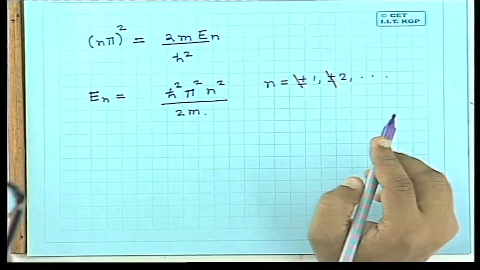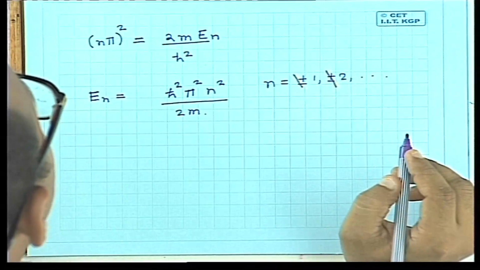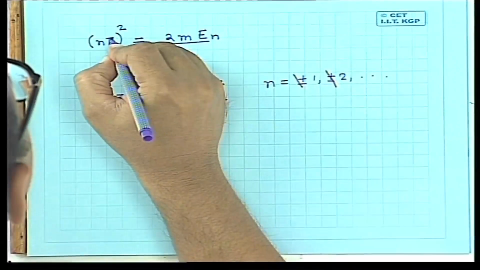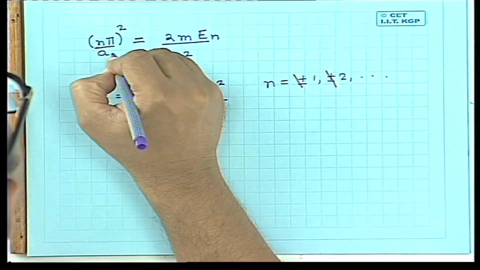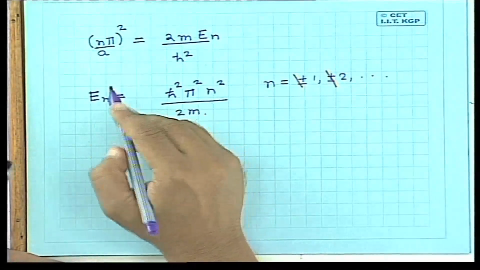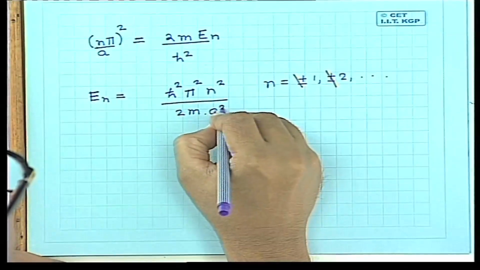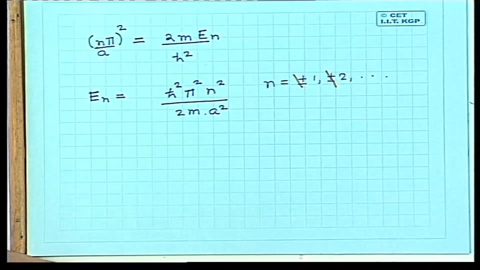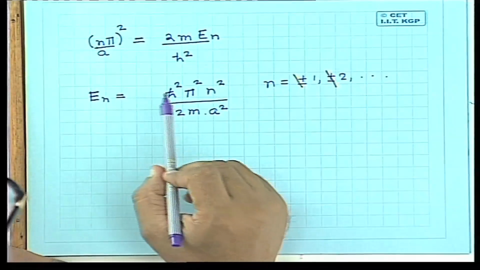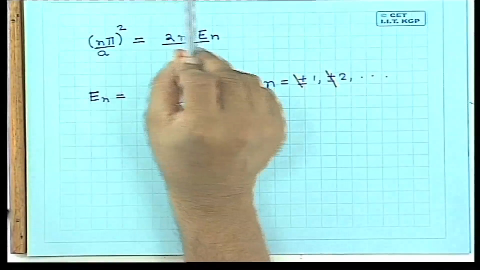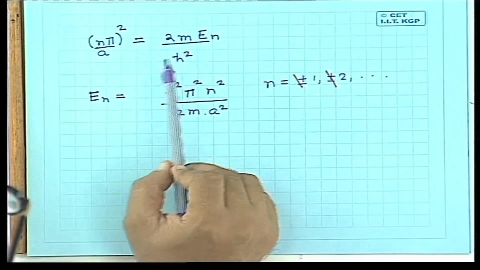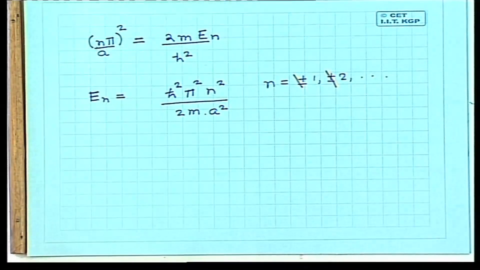There should be an a squared, that's right. So k is equal to n pi by a, and k squared is equal to 2mE by h cross squared, right. So these are the energy levels: h cross squared pi squared n squared by 2m a squared.